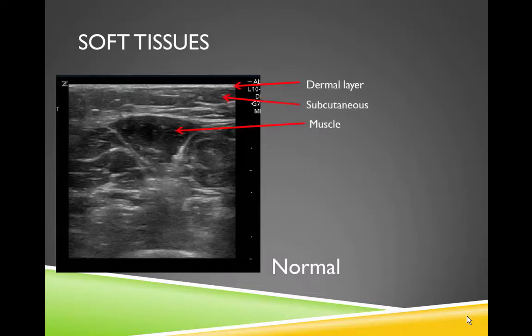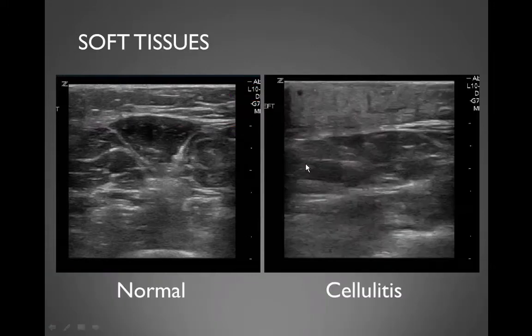But just remember, the normal dermal layer is really pretty thin and barely visible on ultrasound if it's normal. You don't see much of it. Then you've got some sub-Q in here, you've got some fascial planes and some muscle, and that's what normal tissue looks like, all these well-defined planes of different tissues.